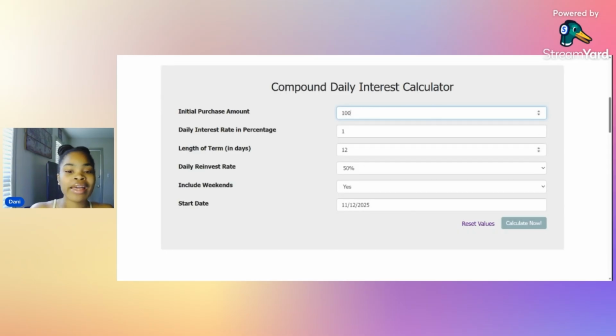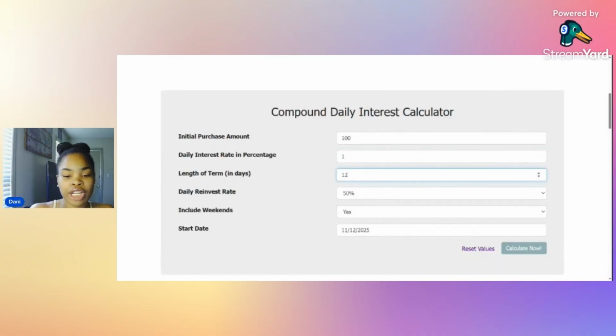Now, I then want you to put in a number for the length of term in days that you are looking to have your compound daily interest calculator break up for you. You're going to have your wins and you're going to have your losses. Okay, not every trade is a guarantee. Let us change this to 30 days because 12 days is a bit aggressive, and I don't want you to start getting discouraged. And let's increase our accounts.